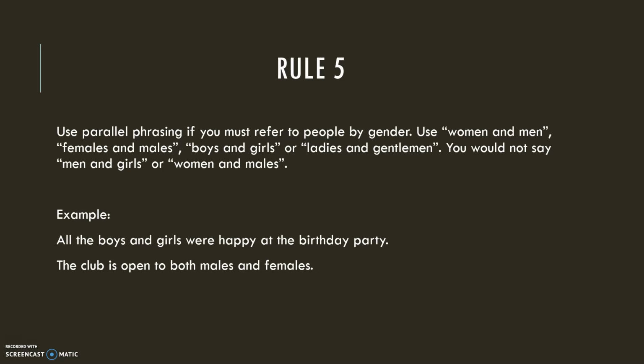Rule 5. Use parallel phrasing if you must refer to people by gender. Use women and men, females and males, boys and girls, or ladies and gentlemen. You would not say men and girls or women and males. Example, all the boys and girls were happy at the birthday party. The club is open to both males and females. This one's pretty easy.